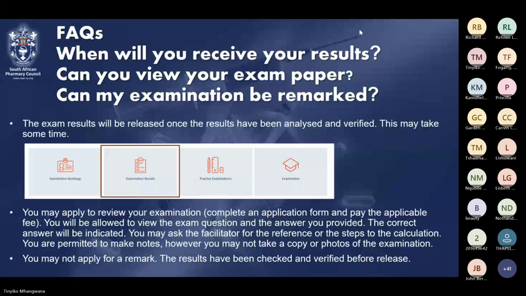You are allowed to review the examination if you feel that maybe there's something, but you need to be aware that this gets analyzed and verified. Since this is an electronic exam, it's electronically marked, but still it gets checked and double checked. If you still feel that there's something you need to come and check, you will be allowed, but I think there's a fee attached to it. You can come and review the exam and satisfy yourself.